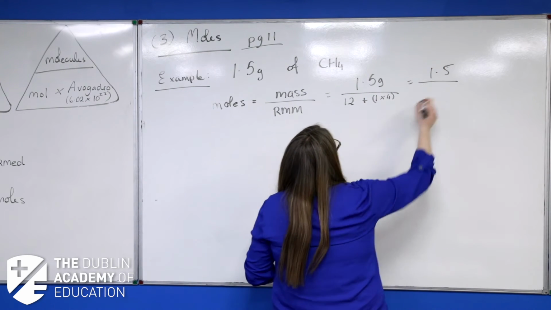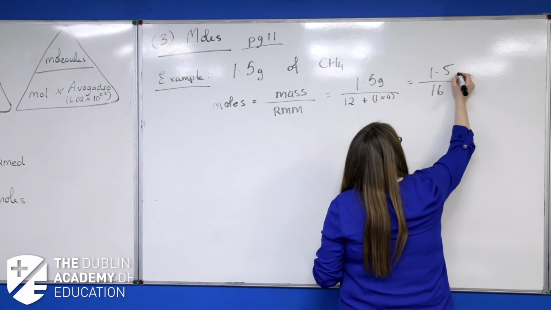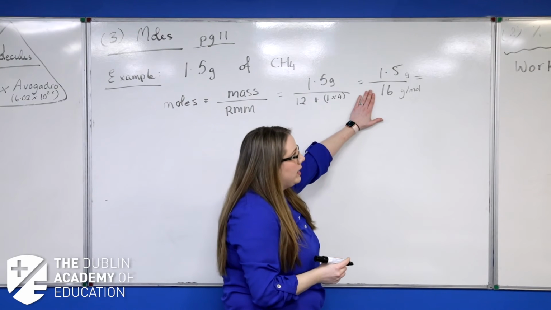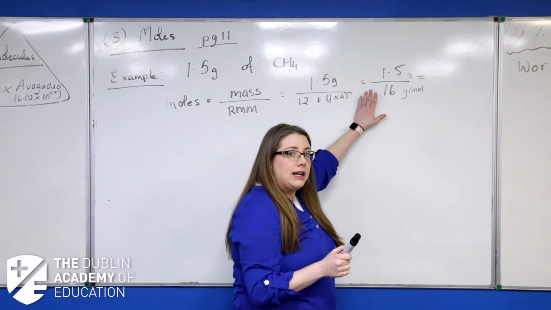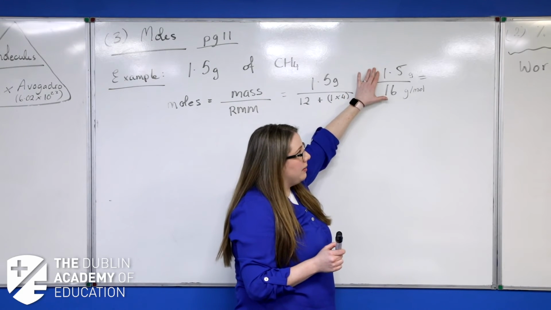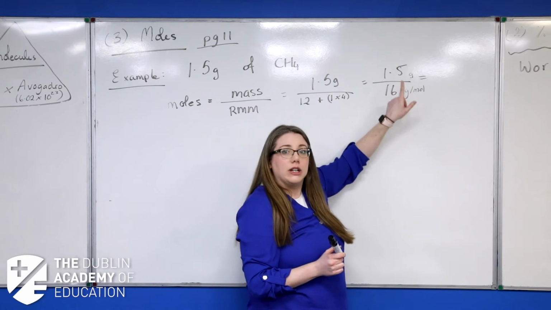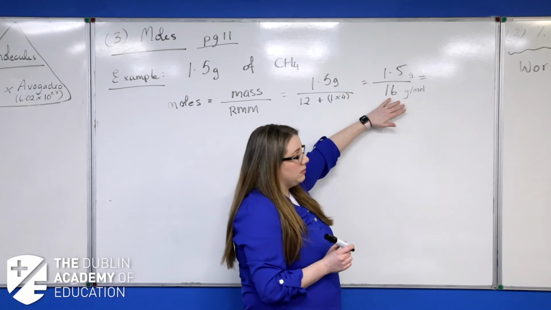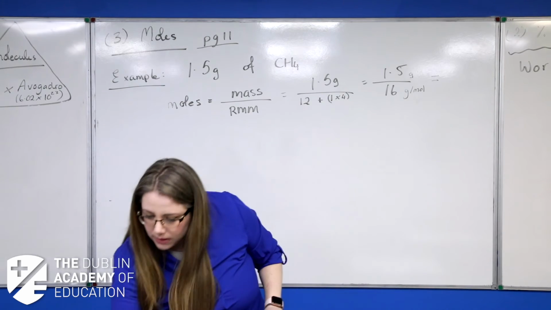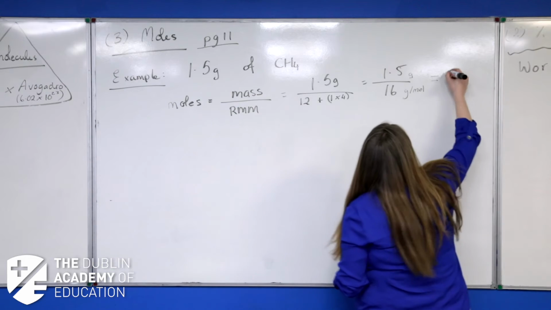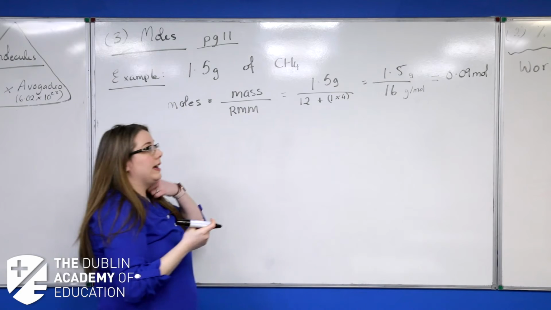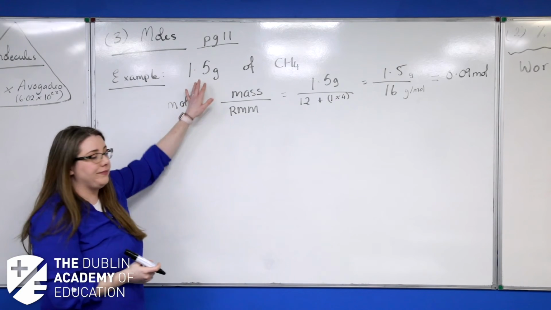1.5 over 16. Now, you don't need to put your units in here when you're calculating it. However, it's a good thing to have in there, because if your mass is not in grams, this is a nice reminder, oh sugar, it should be in grams. So just have a double check there. And then your final answer is going to work out as 0.09. And that's how many moles of methane I have in 1.5 grams of it.